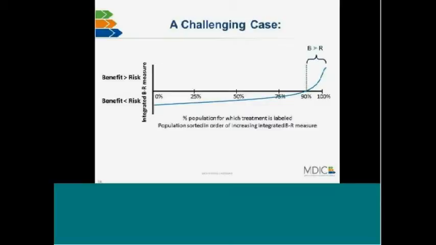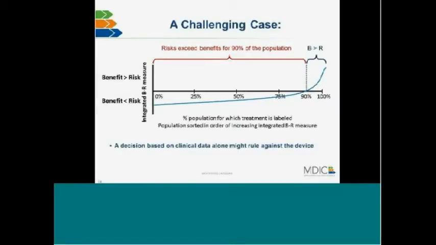In this case, benefit exceeds risk only for 10%, and again, that's based on preference only. For 90% of the population, the risk exceeds benefit. Now, if I made a decision based on the clinical data alone, with my mental model as a physician for how to balance benefits and risks, I would probably rule against the device because the vast majority of patients wouldn't benefit. The problem is that 10% of patients could be very large and would benefit.